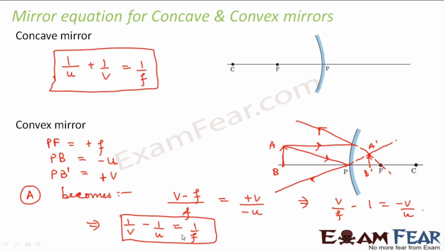However, while solving problems, do not confuse yourself with different formulas. You consider this equation as the generalized mirror equation. Doesn't matter whether the mirror is a concave or convex mirror, but while putting the values of u, v and f, you incorporate sign convention. That means if it is a concave mirror, take v as negative. If it is a convex mirror, take v as positive, and so on. You will understand that clearly when we go ahead and solve some problems as well.